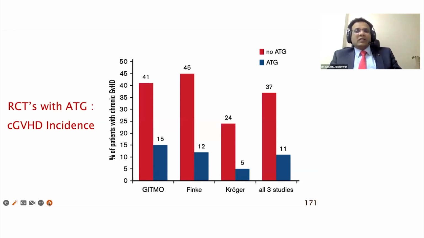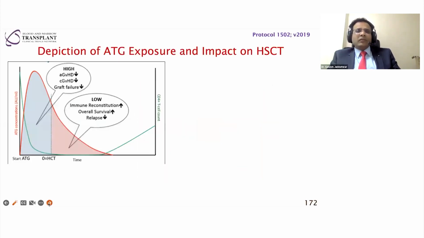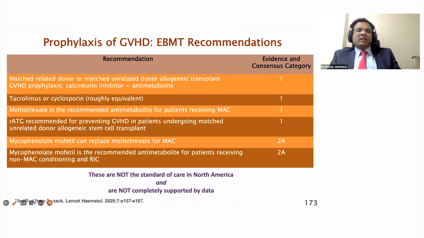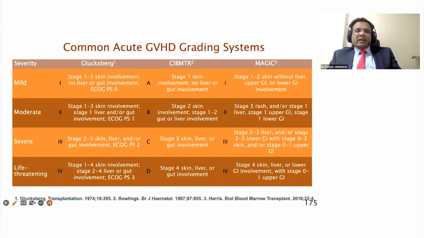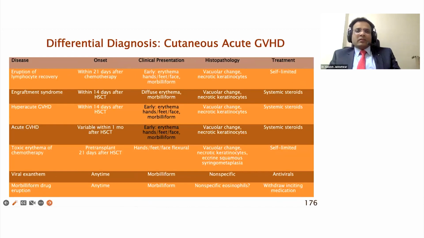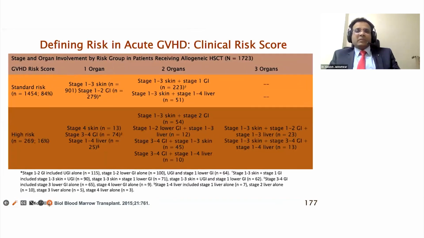You can see the incidence in the ATG arm is more than 3 times less compared to the non-ATG arm, which is represented by the red bars. Again, timing of ATG is important, and these are various EBMT recommendations for GVHD prophylaxis. So I'll skip that. So GVHD criteria, grading system, and various GVHD management strategies.